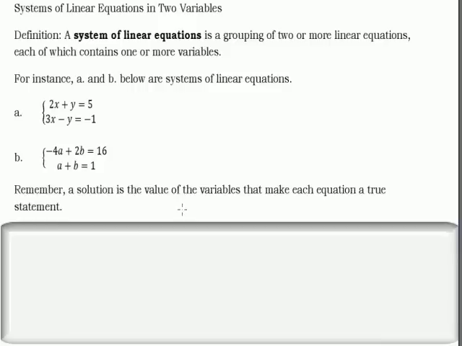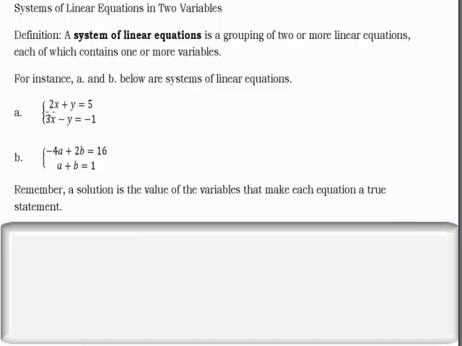Hi all. In this video we're going to look at section 3.1 on systems of linear equations in two variables. To start off with, we'll look at the definition of a system of linear equations, which is a grouping of two or more linear equations, each of which contains one or more variables. So we see an example A and B.